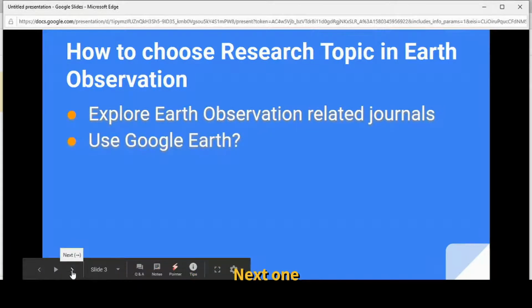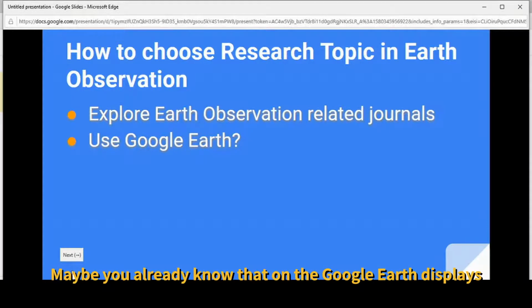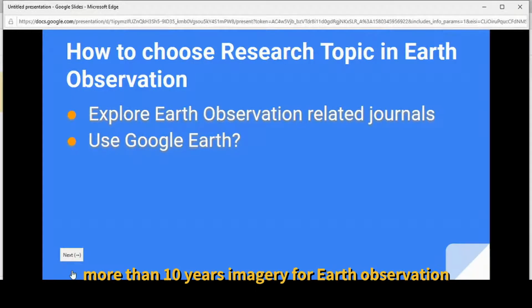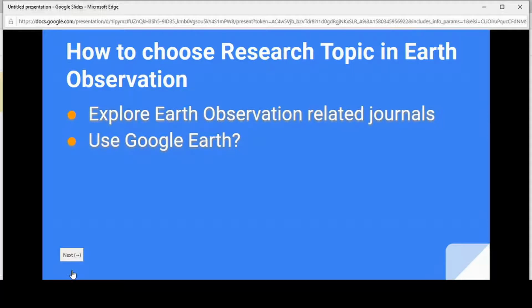Next, I strongly suggest using Google Earth. Many people nowadays use Google Earth, and maybe you already know that. Google Earth already includes a data archive of up to 20 years that displays any area in your region of interest.